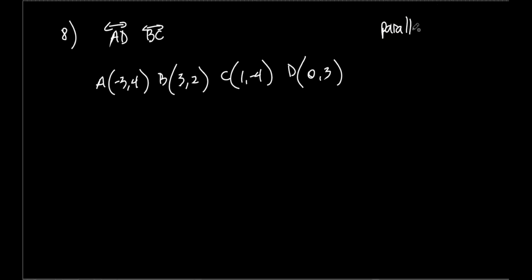If they're parallel to each other, they have, we'll say, equal slopes.